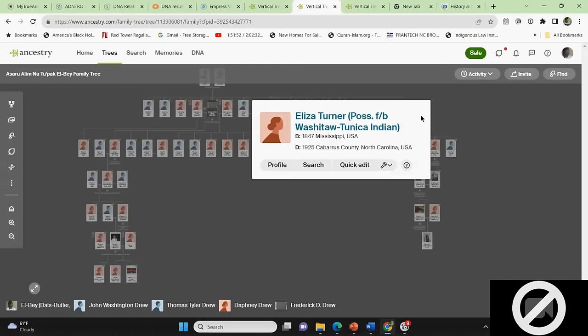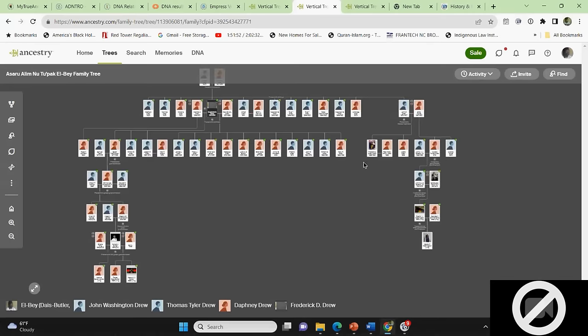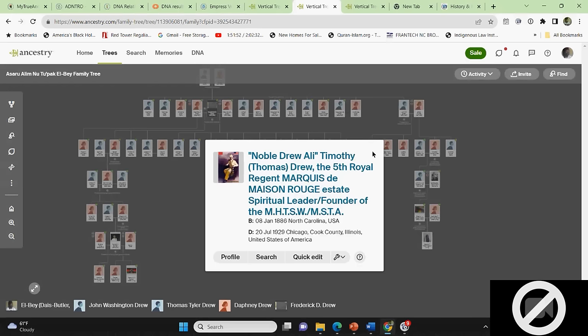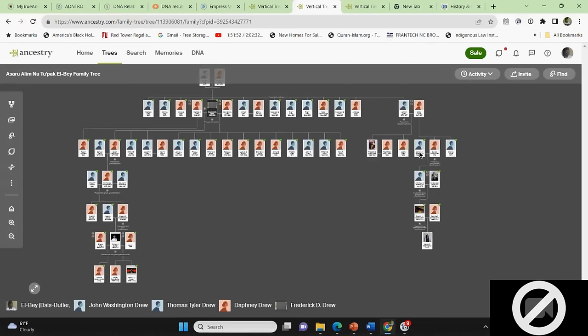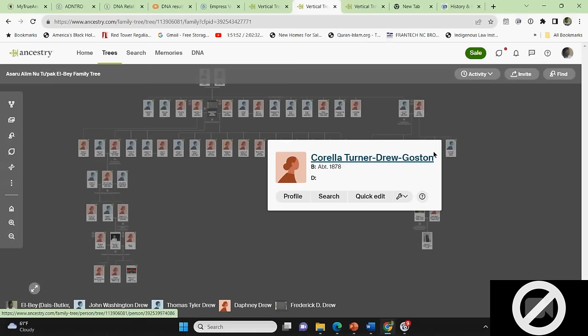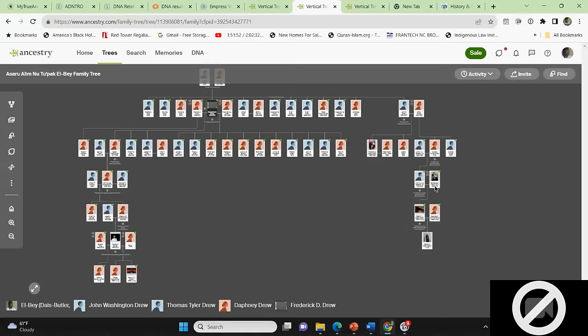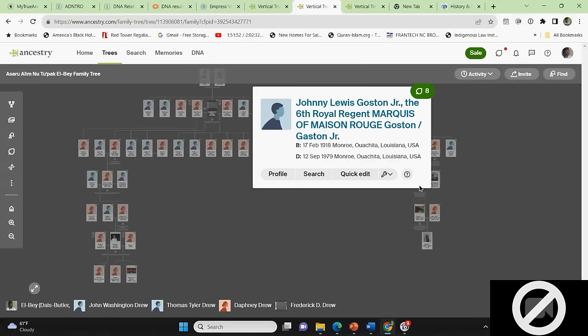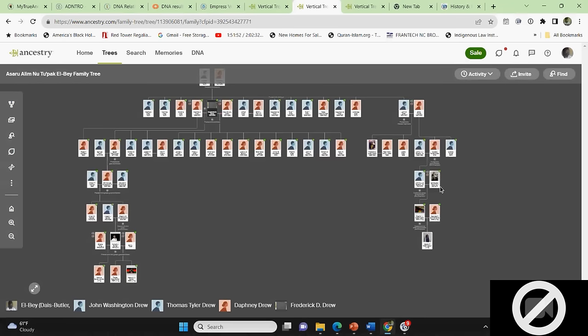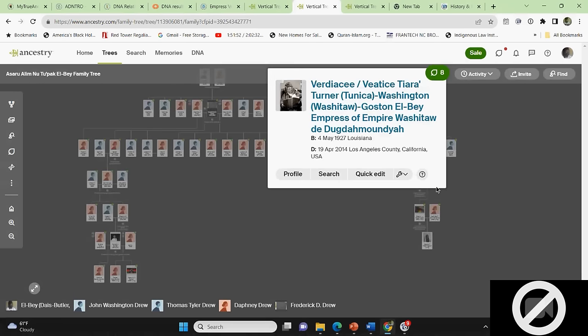Who's married to Eliza Turner. Son is Prophet Noble Ali, the fifth royal regent, Marquis de Maison Rouge estate. Sister Corella Drew Gaston, to John Louis Gaston, the sixth royal regent, Marquis de Maison Rouge, who married the Empress, Berdiasi, Tunica Washitor Gaston El-Bey, Empress of the Empire Washitor.